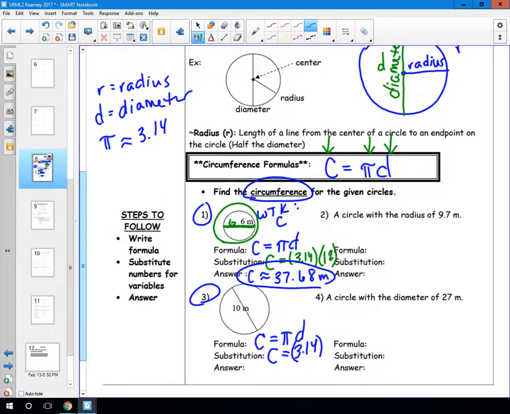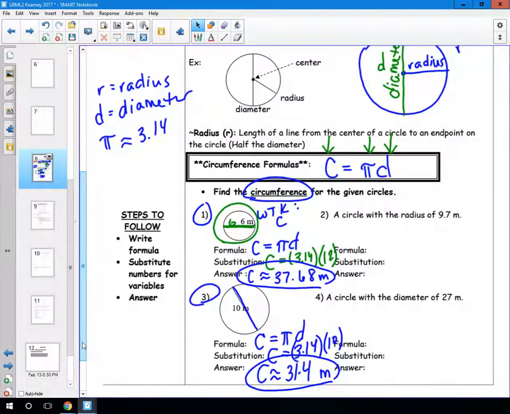What's the diameter of my circle? And the diameter we said was all the way across. So all the way across would be 10. So I do 3.14 times the diameter of 10, and I get the circumference approximately equals 31.4 meters. Okay? So what we're doing is, circumference is pi times diameter.